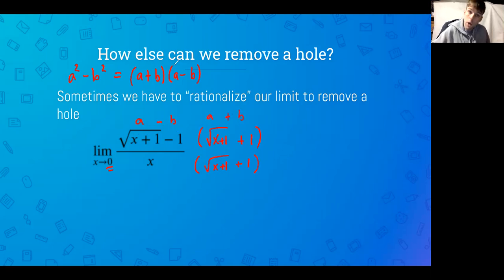Knowing how my difference of squares multiplication goes, essentially I'm just going to square this, which gets rid of the radical, becomes x plus 1, and square 1, so it'll be minus 1. That's my a squared minus b squared. On the denominator, I'm not actually going to multiply this all out because my goal is to cancel out the thing that's causing the discontinuity, so I do want to cancel this x out.